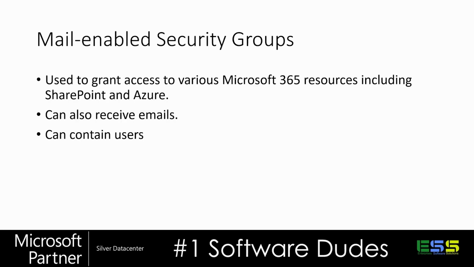And lastly, we have mail-enabled security groups. So mail-enabled security groups are security groups that have been enabled to receive emails. So you can use them to grant access to various 365 resources, including SharePoint and Azure, but it can also receive emails. And in these groups, you can add users to them.